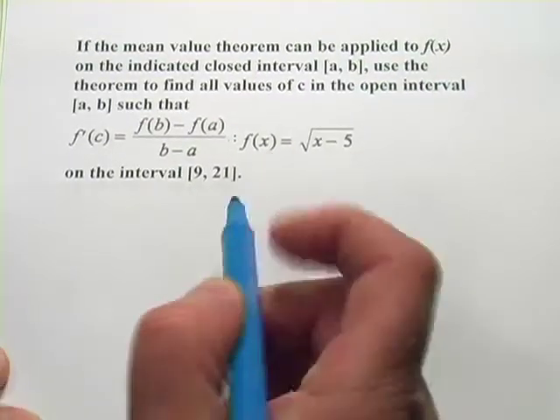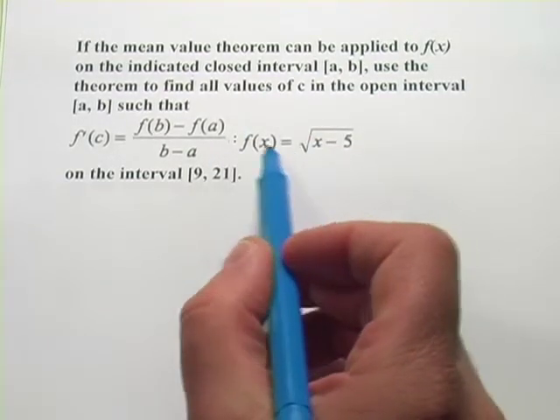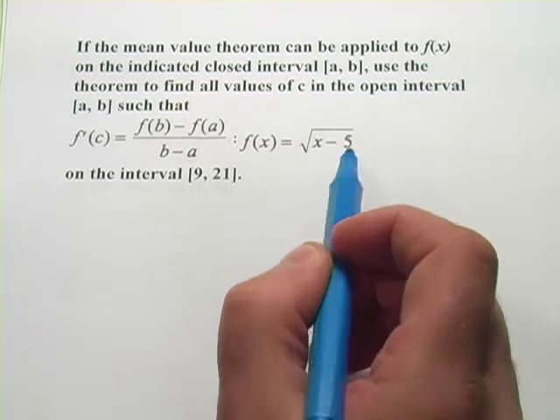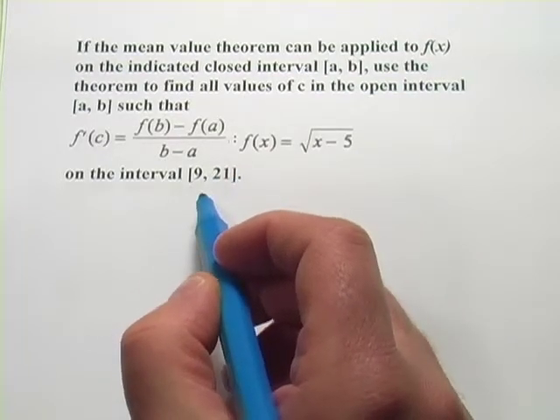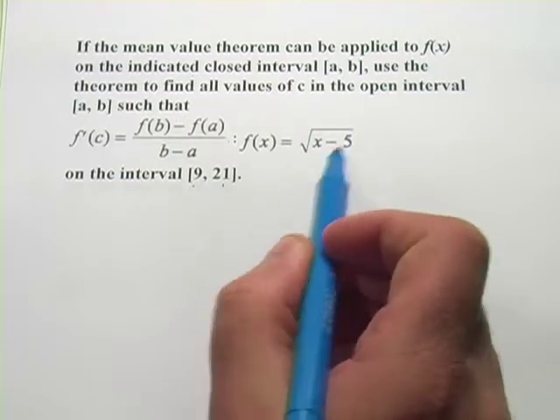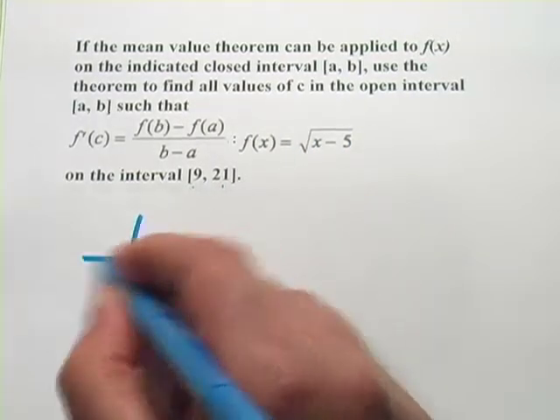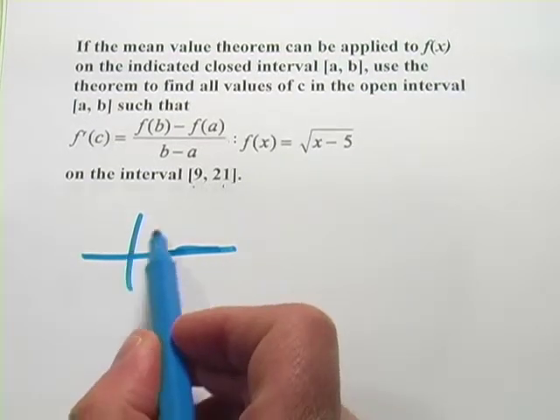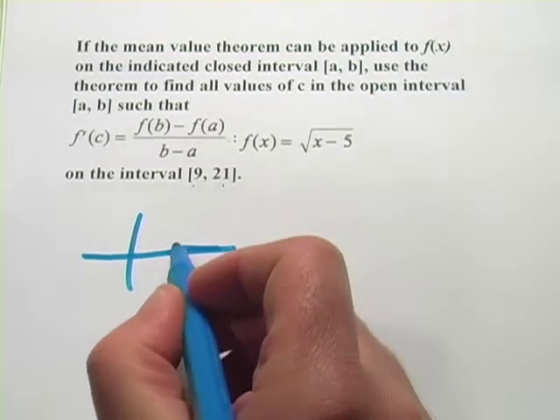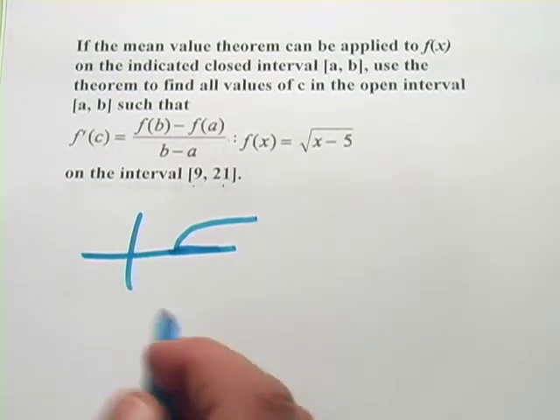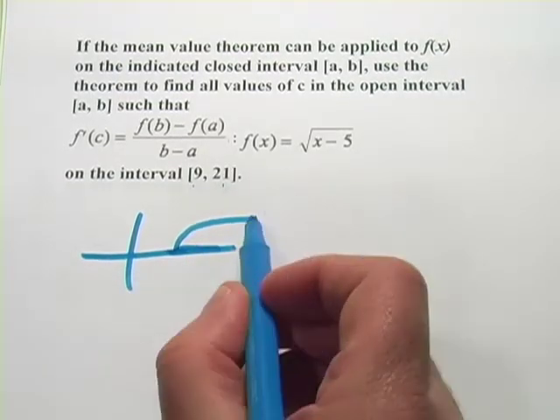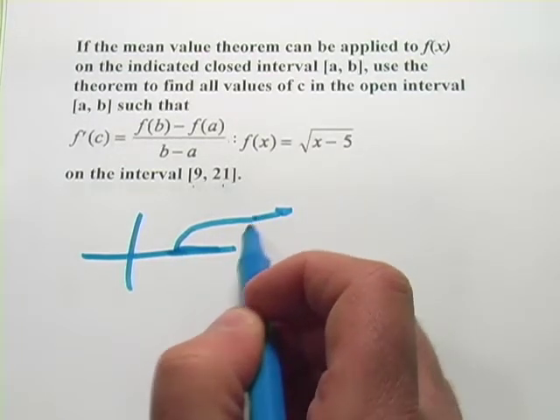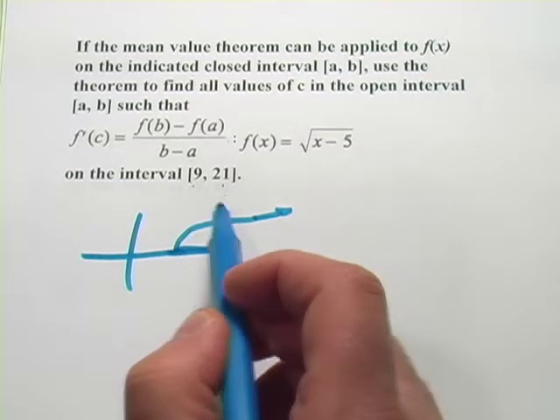So here we have again a mean value theorem problem, and we have this function, the square root of x minus 5. And we want to think for a minute on the interval, and our interval is 9 to 21, is this a continuous and differentiable function? Well, the square root function starts at 0 and kind of goes up like that. X minus 5, it would start a little further on, at 5 specifically. But from 9 to 21, it's going to be slowly sloping up. So this looks like a continuous and differentiable function on that interval.